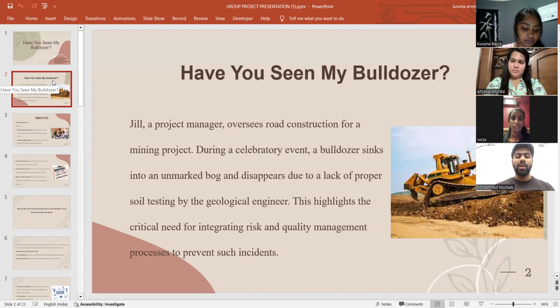Jill's compliance with the risk management plan was initially insufficient, and additionally, measures like redundant testing could have prevented the incident. These emphasize the need for thorough risk assessments and proper execution of quality processes to mitigate project delay, financial losses, and reputational damage.